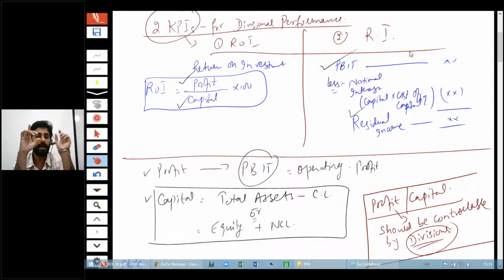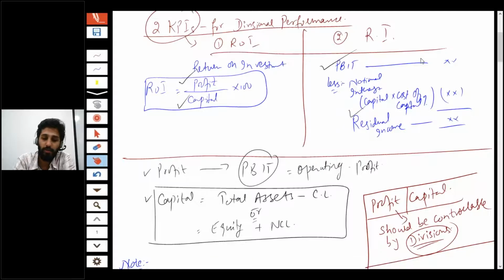Second point to be noted is that the capital figure is the same in both ROI and RI. All right, but the point is that in RI there is one additional thing, which is the cost of capital. Because of the cost of capital, it is getting the edge over ROI. So RI is the better KPI.